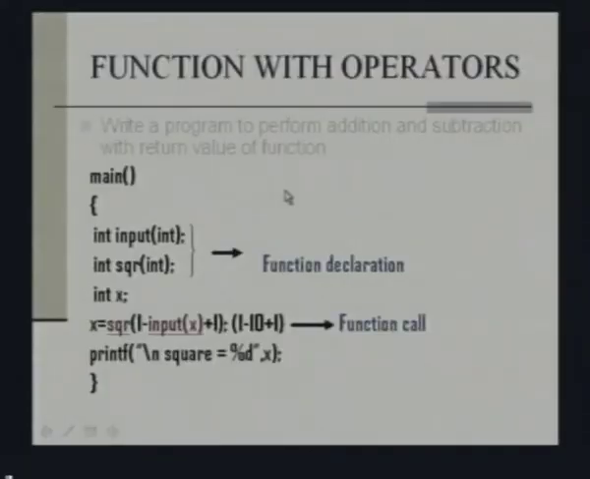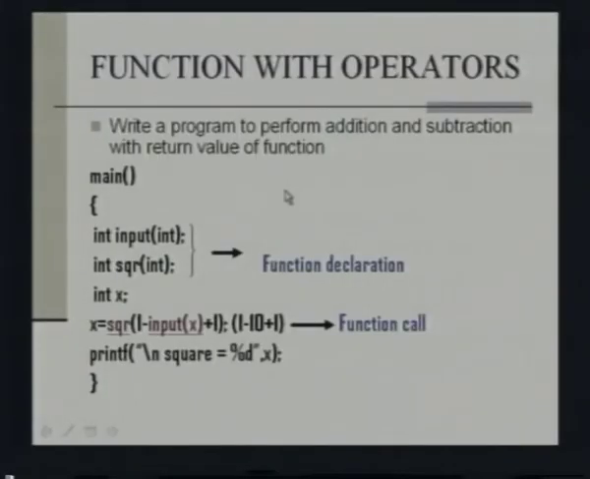Next we see how a function is used with operators. Here we are going to perform addition and subtraction. Again here we have the main function. I am declaring a function, integer, name of the function is input, I am passing an integer variable, and I am declaring again a square function and an integer variable, and here I am making the function call. Here you see x is equal to square, the first function, input of x is the inner function, and inside this parenthesis itself I am performing an evaluation with operators, 1 minus and plus 1.